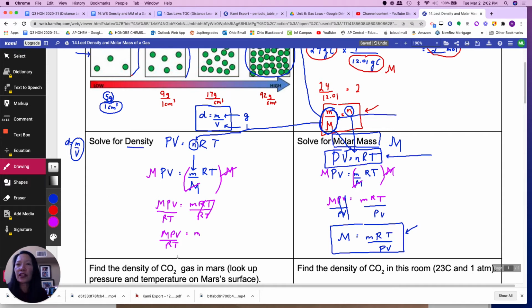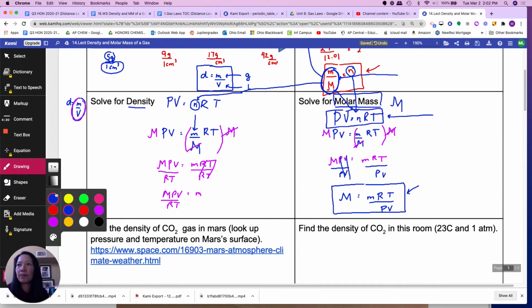So what do you think I should do next? Remember, I want m over V on one side. You're right. I should divide both sides by V. And that cancels. So m over V, which is density, is equal to all of this. MP over RT. This is P. MP over RT, just rewrite that, looks messy.